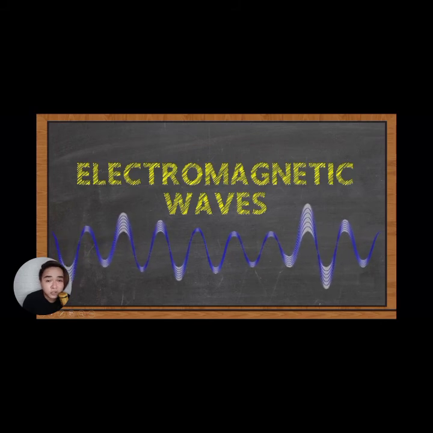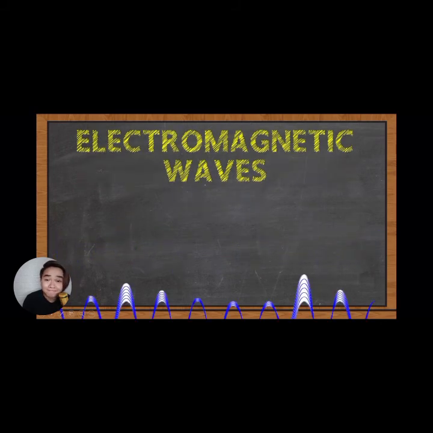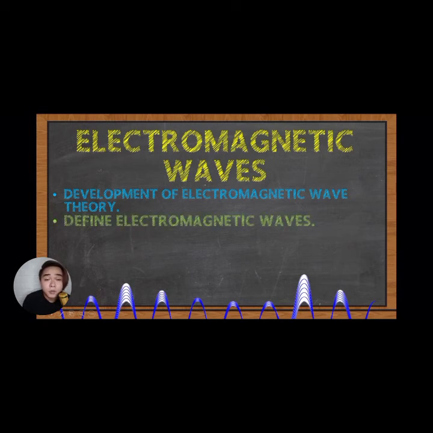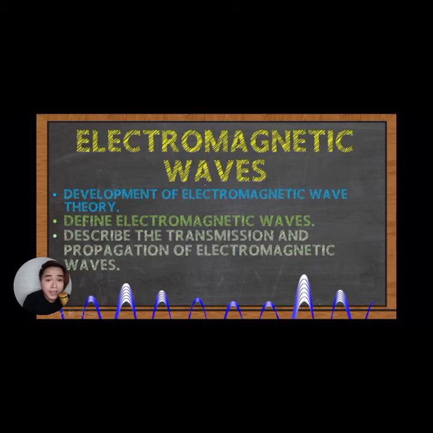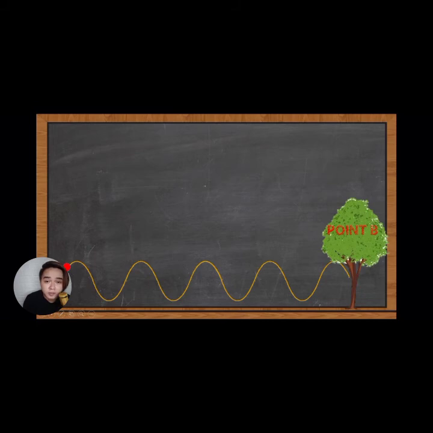In today's lesson, we're going to discuss, first, the development of electromagnetic wave theory. Next, we're going to define electromagnetic waves. And then, describe the transmission and propagation of electromagnetic waves and discuss the properties of electromagnetic waves.